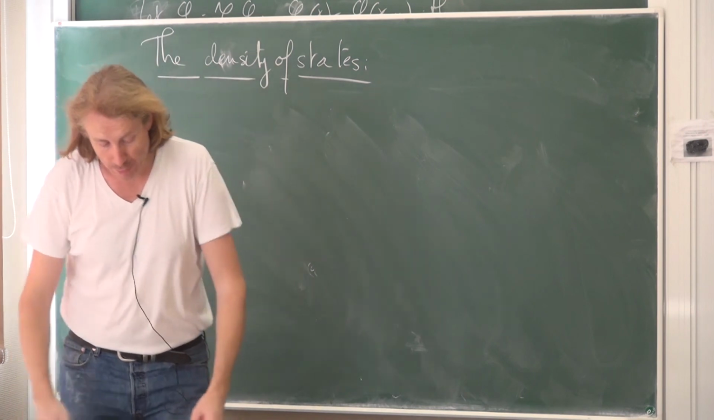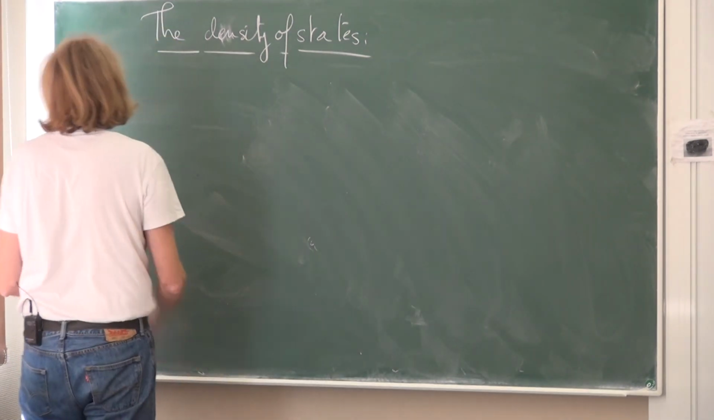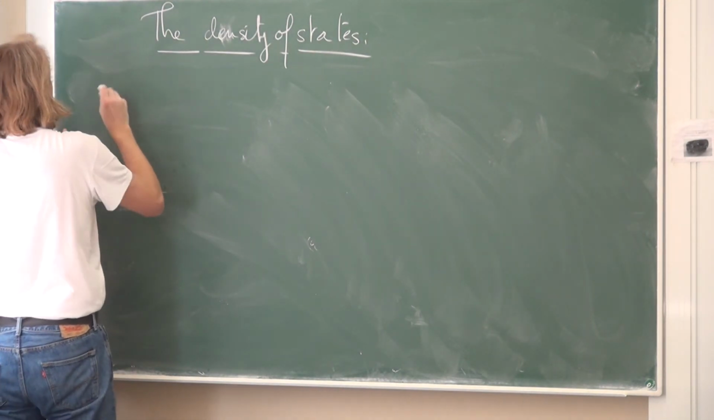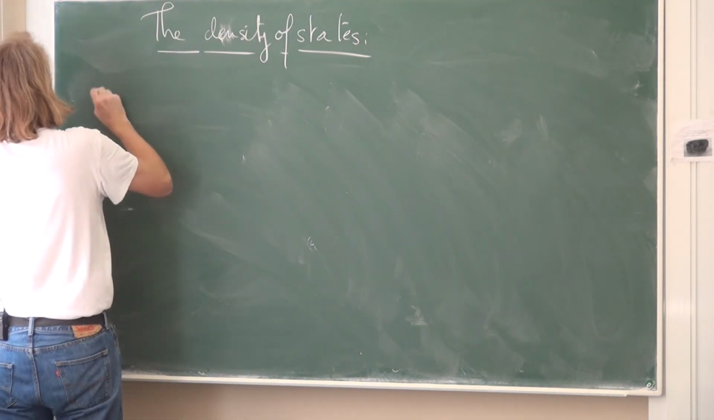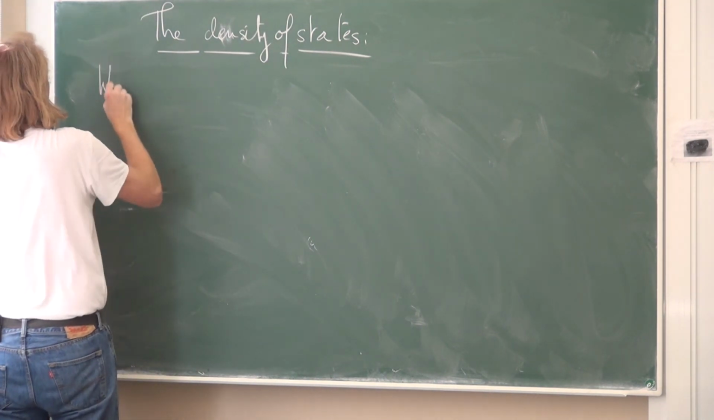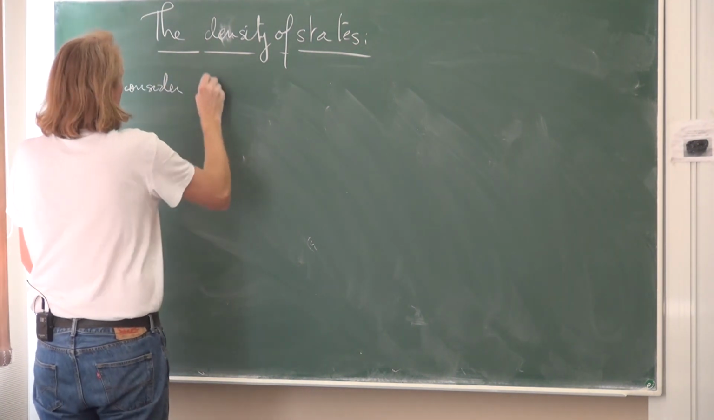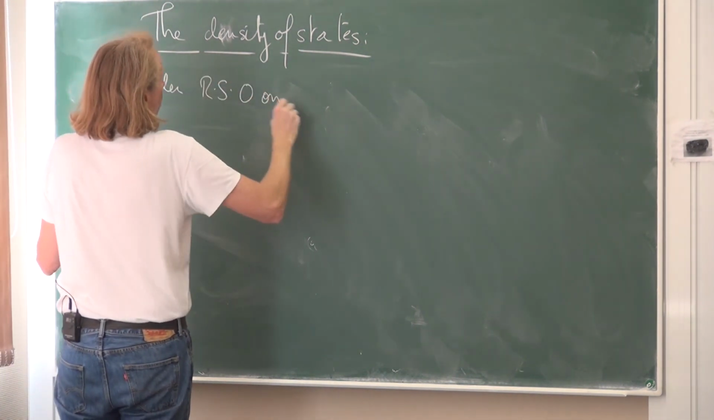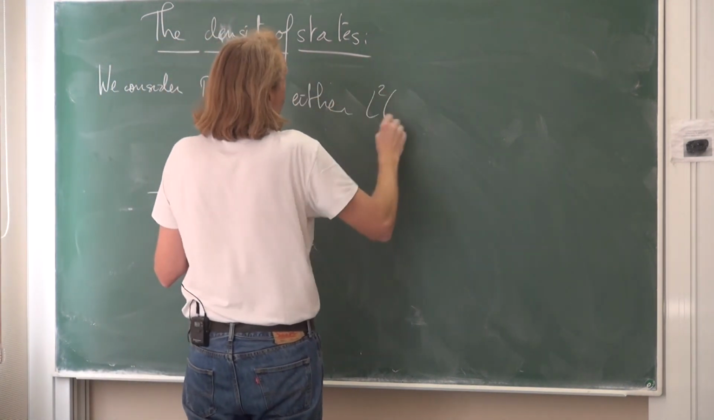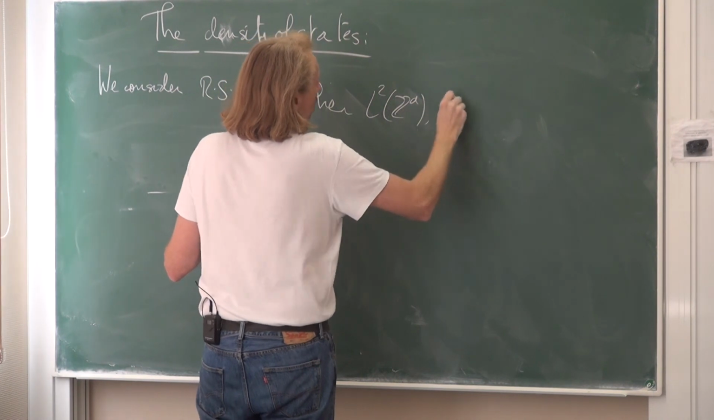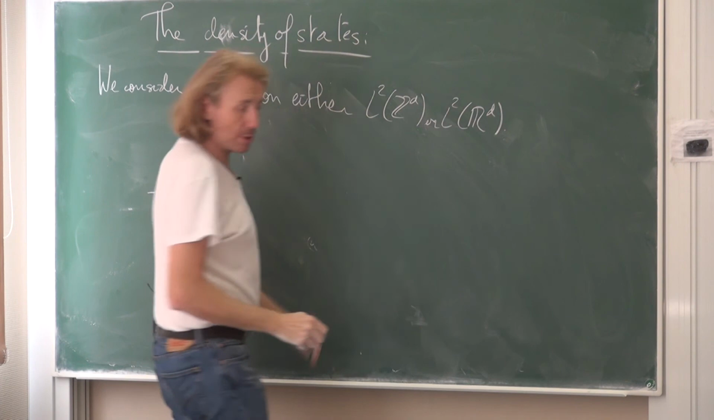And it's related to the spectrum measure, but it's just an averaging of the spectrum measure. So what is it? So here now, actually in all the remaining chapters of the course, we're going to restrict ourselves. So we consider random Schrödinger operators on either L2 ZD or L2 RD. Right? I always work in these Hilbert spaces.